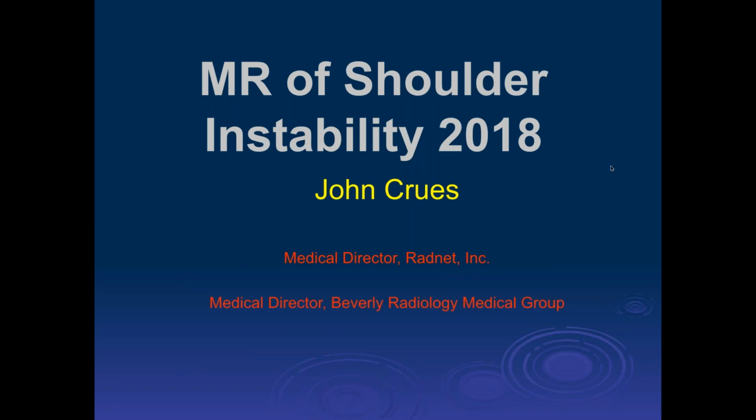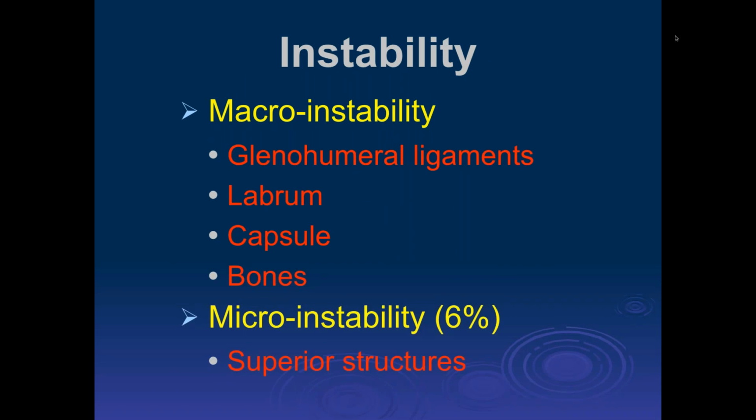Instability today, and that's primarily we're talking about the labrum, but also the capsular, stabilizing capsular structures. So some people will divide instability into macro instability, which is basically dislocation, and micro instability.